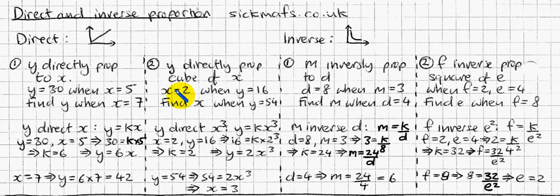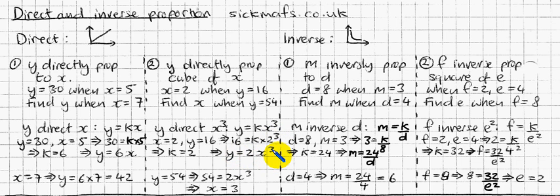And then they give you a pair of numbers like last time. They say x equals 2 when y equals 16. So replace that x with a 2, replace that y with a 16, and you get 16 equals k times 2 cubed. 2 cubed is 8, so 16 equals k times 8 means k must obviously be 2. So replace that k with a 2, and you've got your nice formula: y equals 2x cubed.